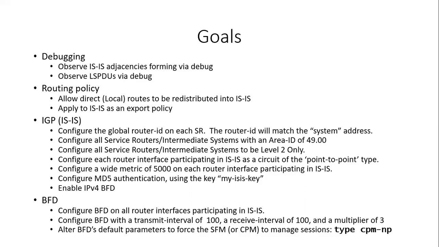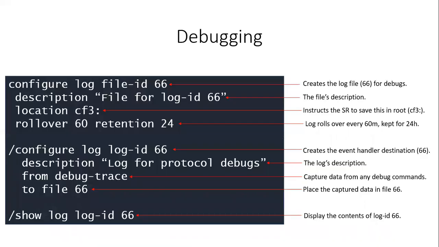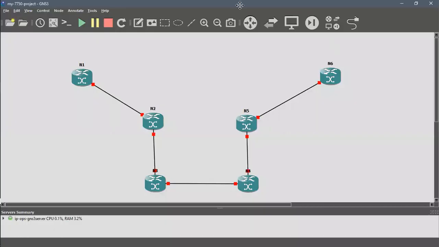And we're not going to be able to do this in our virtual routers, unfortunately, but our last goal here was to alter BFD's default parameters to force the switch fabric module or control plane module to manage sessions. And that would have been done with the command type cpm-np, or control plane module network processor. So the first thing we're going to get into, let's go ahead and get these routers started, actually.